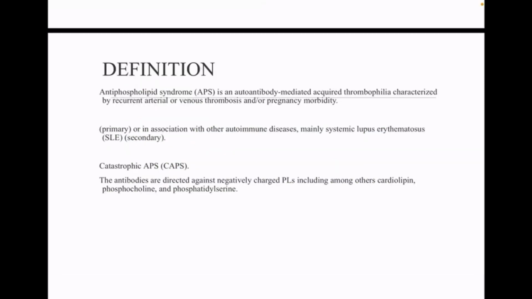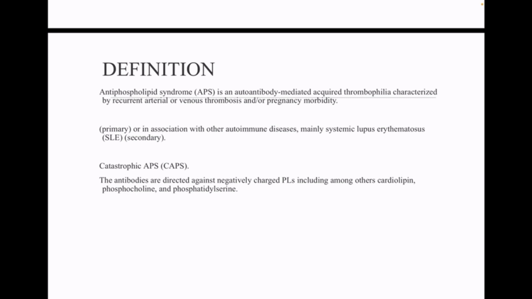For the definition, antiphospholipid syndrome is an autoantibody-mediated acquired thrombophilia. In the pathogenesis, it will be easier to understand this part, but as you can see here, it's characterized by recurrent arterial and venous thrombosis, and with pregnancy morbidity. We're gonna talk about it.